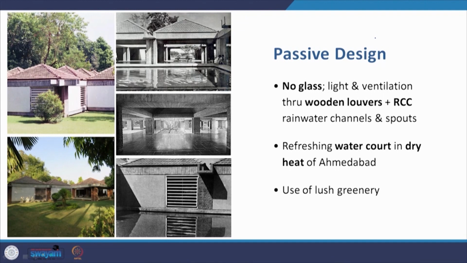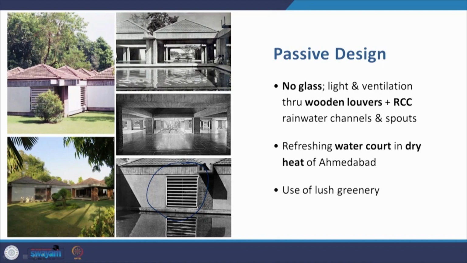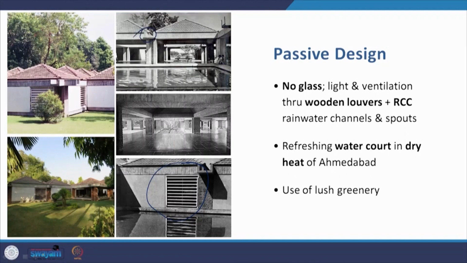The passive design that has been applied here is that there is no glass used. The light and ventilation is where these louvers come into play. These louvers play the role of pulling in natural light. Of course, natural light is also seeping through the building from under the pyramidal roof, and the overall light within the building is so gentle, there is no glare at all anywhere. There are RCC rainwater channels and spouts, and there is this refreshing court for the dry heat of Ahmedabad, and there is use of lush greenery throughout the complex.